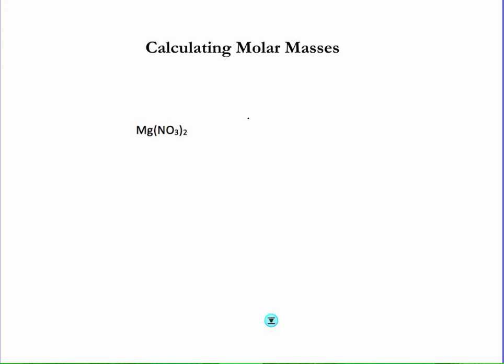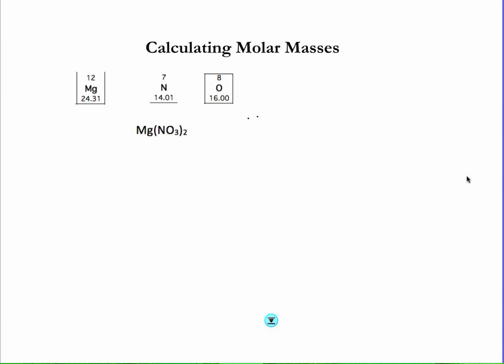So the first thing we have to know is that the molar mass of magnesium is a certain value based on the periodic table, right? So here's one of the components of this compound. The second thing we need to know is the molar mass of the nitrogen in that compound. So here's the information from the periodic table for that element in this compound. And then last but not least is oxygen's contribution.